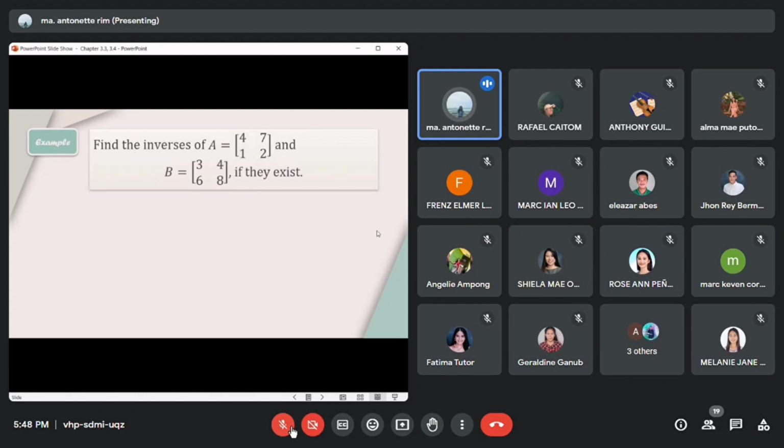Okay, next. Another example. So find the inverses of A. A is 4, 7, 1, 2, and B is 3, 4, 6, and 8, if they exist.